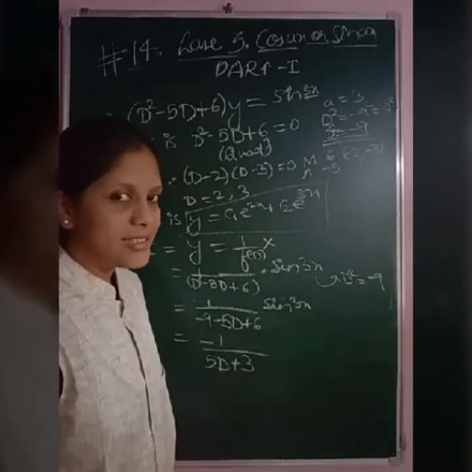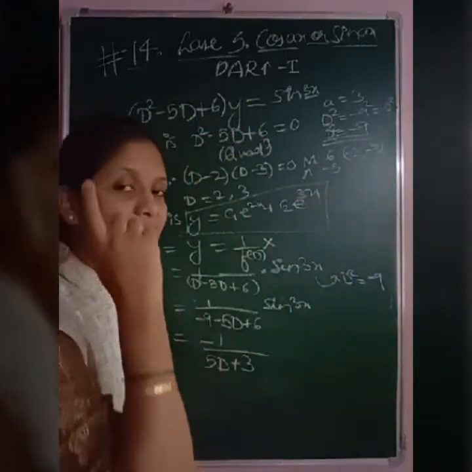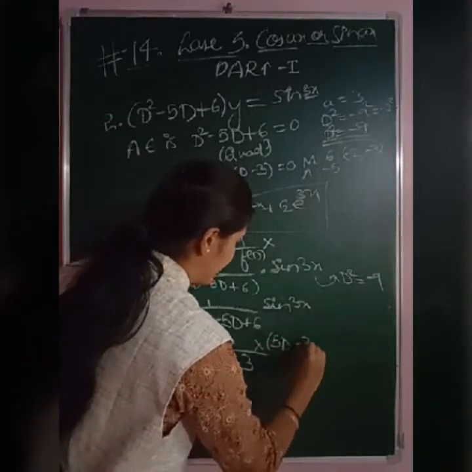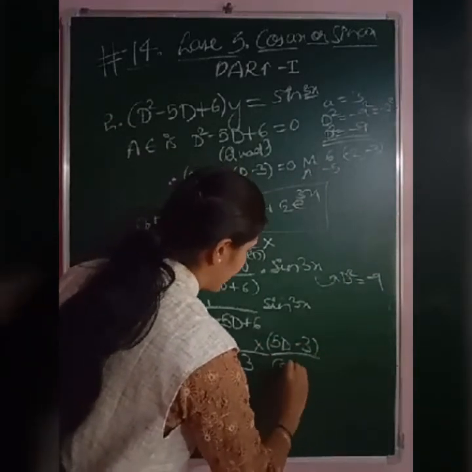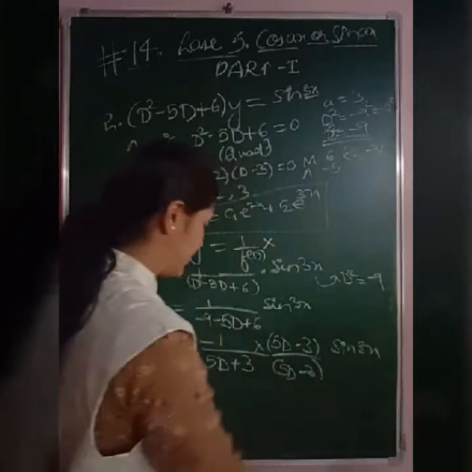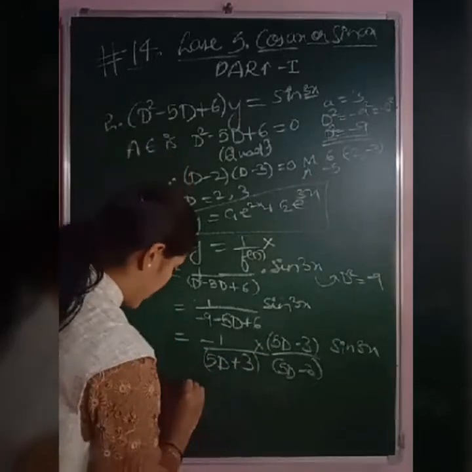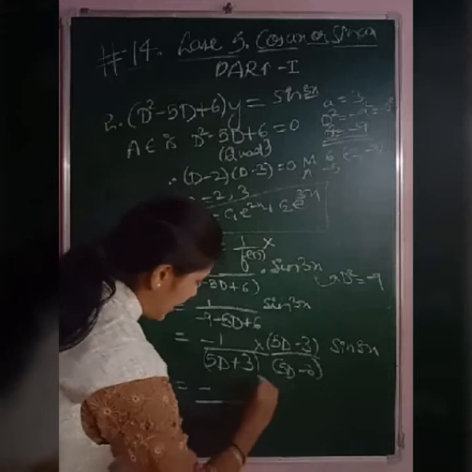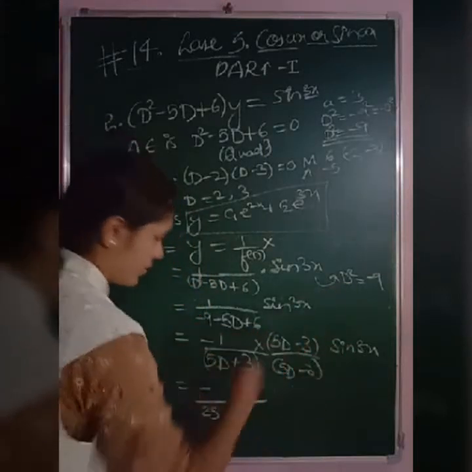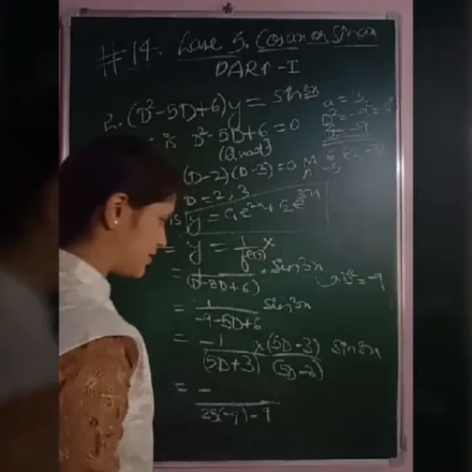So rationalize the denominator. What is that? 5d plus 3, 5d minus 3 divided by 5d minus 3, multiply and divide by the opposite, 5d minus 3. Whatever it is, sine 3x as it is. Now what is this? a plus b, a minus b, a square minus b square. So minus as it is, I will write a square minus b square. 25, what is d square? Minus 9, minus 3 square is minus 9.